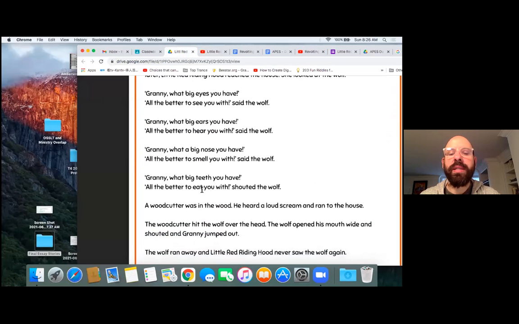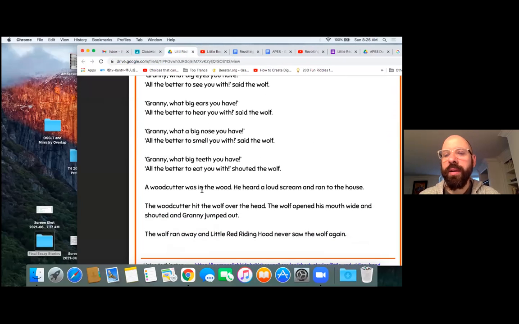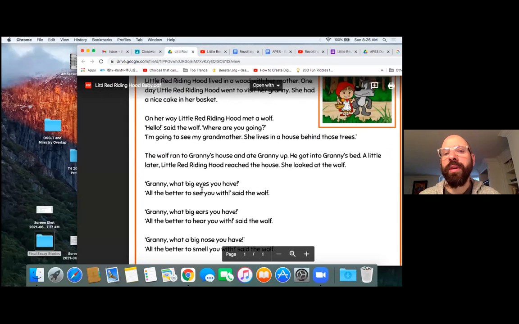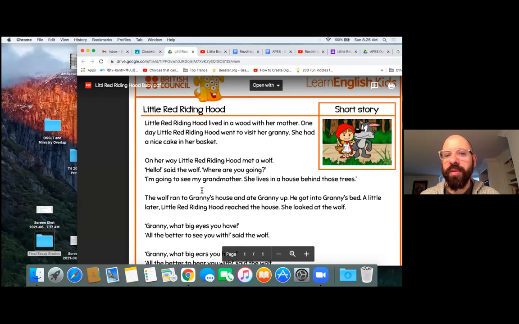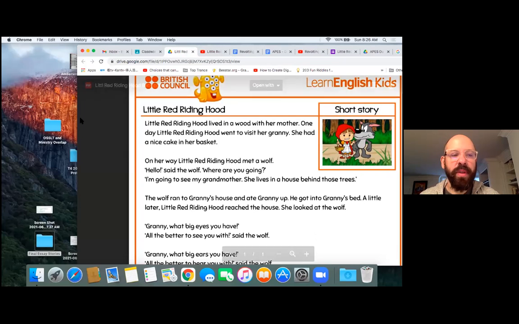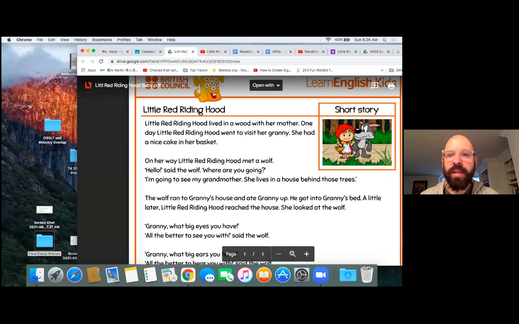Now I need some sort of volunteer. Someone who's brave enough to read this story. This is Little Red Riding Hood. Super, super simple story for kids younger than you. Does anyone feel like reading it? Cody, you going to read this thing? Oh, Elise is going to read this thing. We have a volunteer. Okay, go ahead.